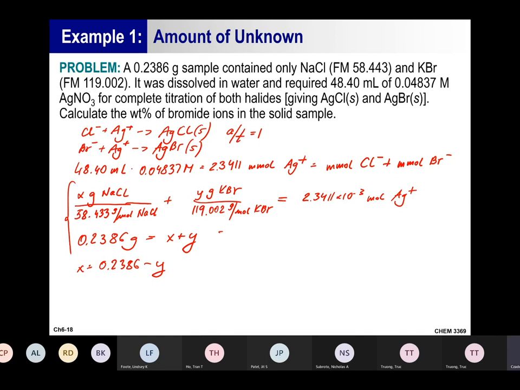So what I need is actually the weight percent of bromide, right? So bromide is Y. So I would have to do it a little bit differently. I would have to take this last equation, x equals 0.2386 minus Y, and plug it into the first equation, right? And then I would have everything in terms of Y, which is grams of KBr, okay?